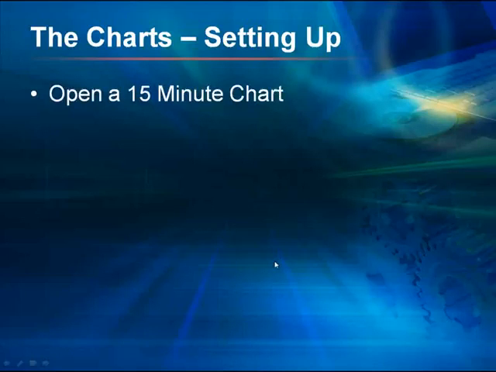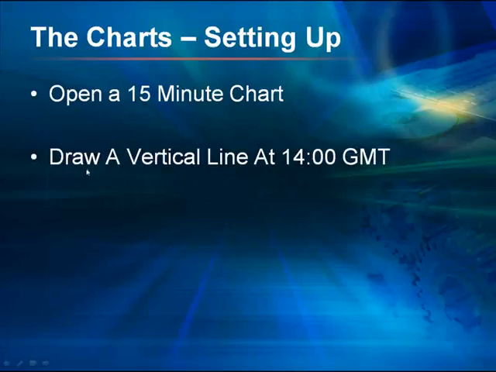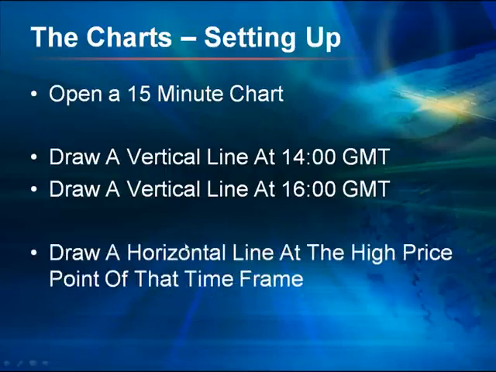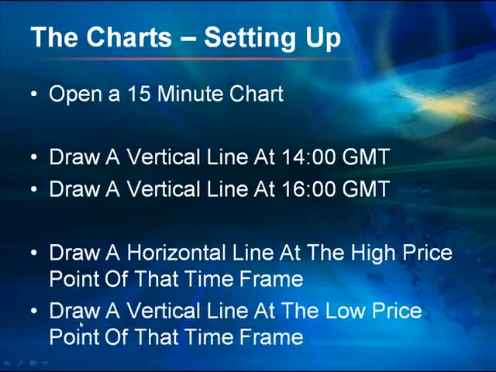You need to open a 15-minute chart. The system is intended to be traded on the 15-minute charts. On that chart, you draw a vertical line at the 1400 time, and we're talking Greenwich Mean Time here. We draw another vertical line at the hour 1600, and again, Greenwich Mean Time is the time zone that we're using. And then we draw a horizontal line at the high price point of that time frame. And we draw another horizontal line at the low price point of the time in between that time frame. So we're going to draw 4 different lines on the chart. Instead of using indicators, we're just going to draw some lines with this system.